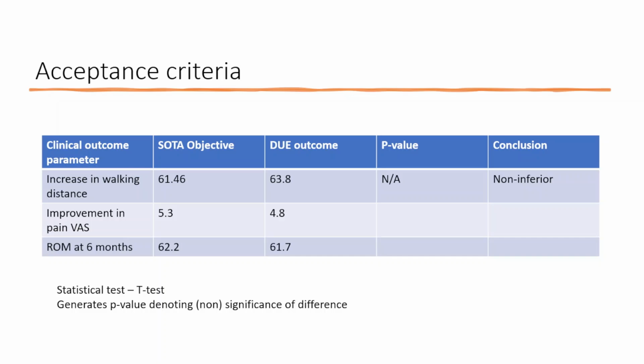Often a t-test is an appropriate test because it's a comparison of means, and it generates a p-value denoting significance or non-significance of the difference between these values. And so let's say we conducted a t-test in this case, and these were the p-values that were derived. Generally, significance requires a value of less than 0.05 for the p-value. That's not what we're seeing here, and so these differences were non-inferior. So according to our acceptance criteria, the device under evaluation has been shown to have appropriate performance in reference to state of the art.